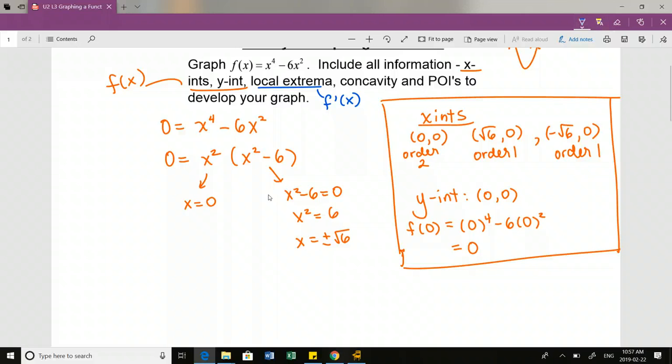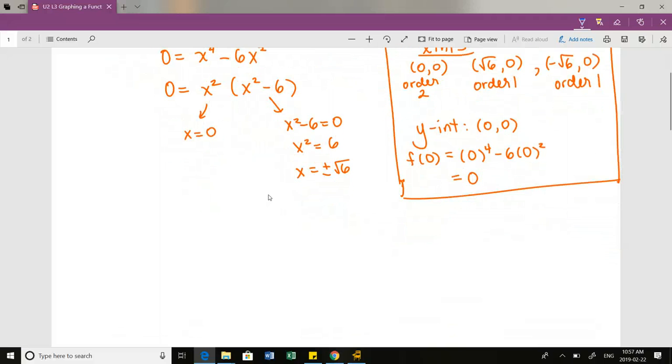Okay, so moving forward, for the first derivative, we're going to find what we can about the local extrema, or the critical numbers of this function. So let's take the derivative.